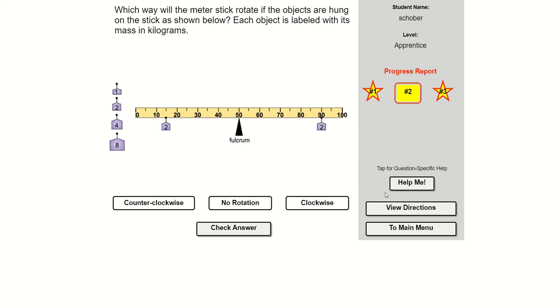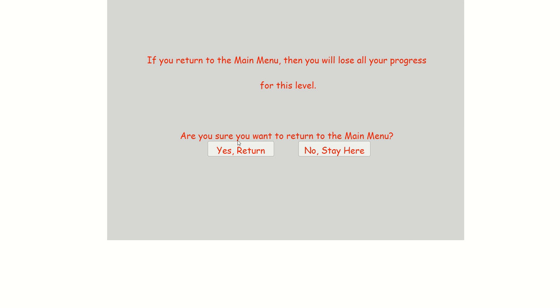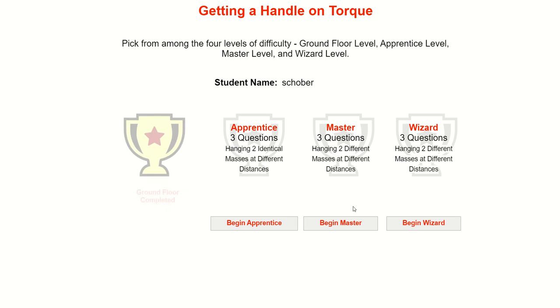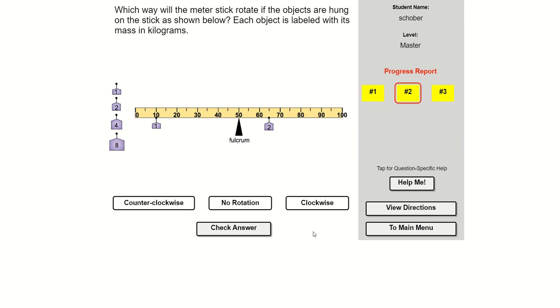Now, I'm not going to do quite all of these for you, but you get the idea. We're going to move on to the next level, and you can finish this on your own. So let's just go back to the main thing here. Do an example of master. We've already done the example of the first 2 levels. So which way will it rotate now?